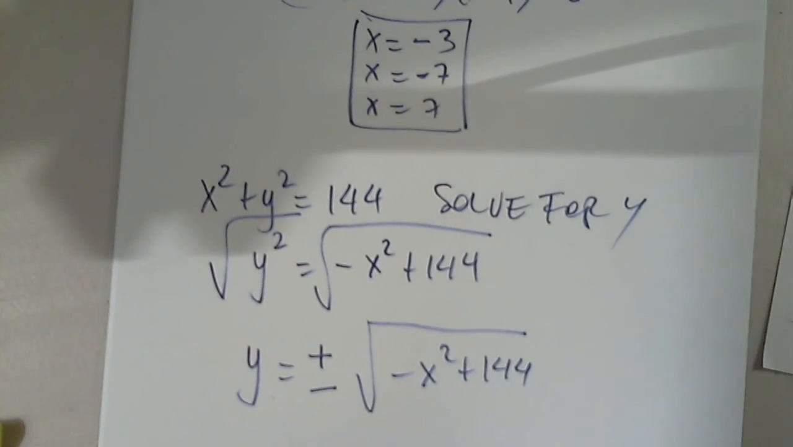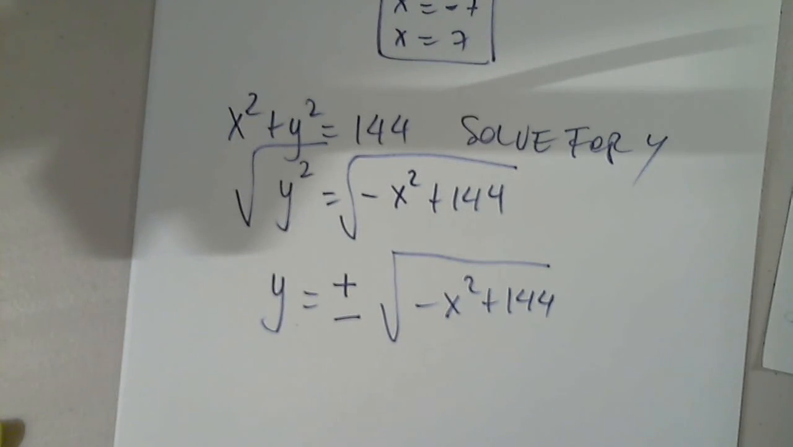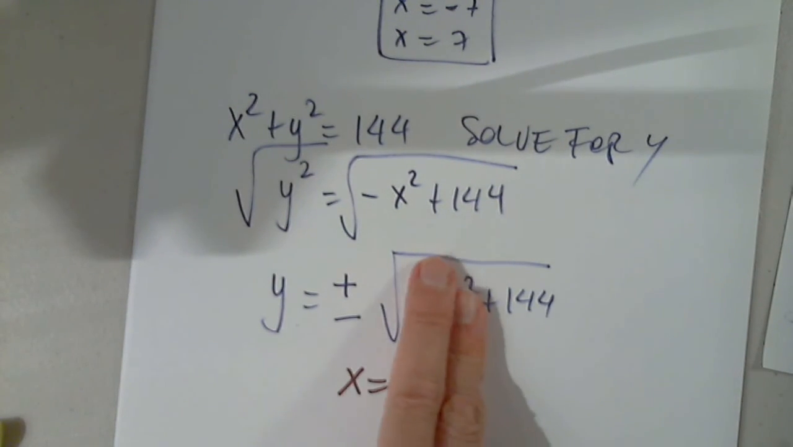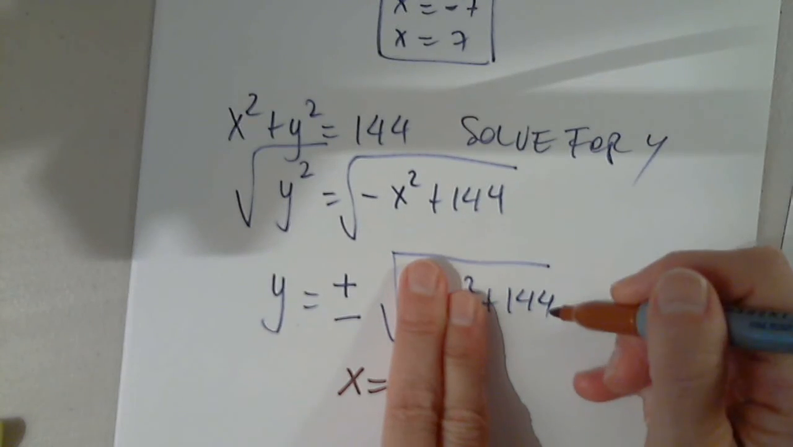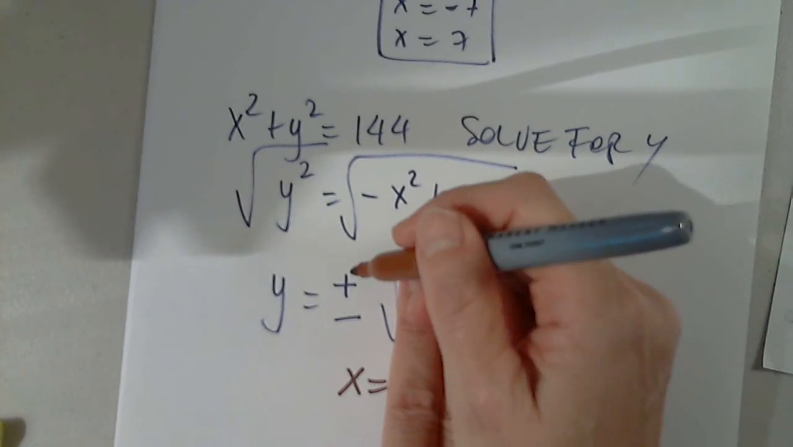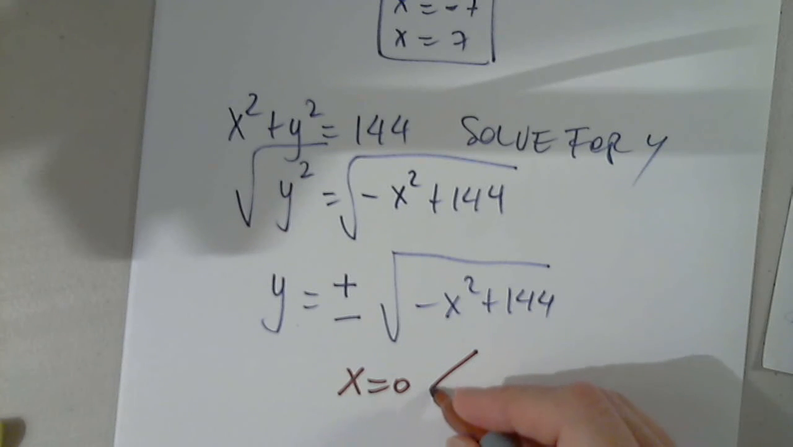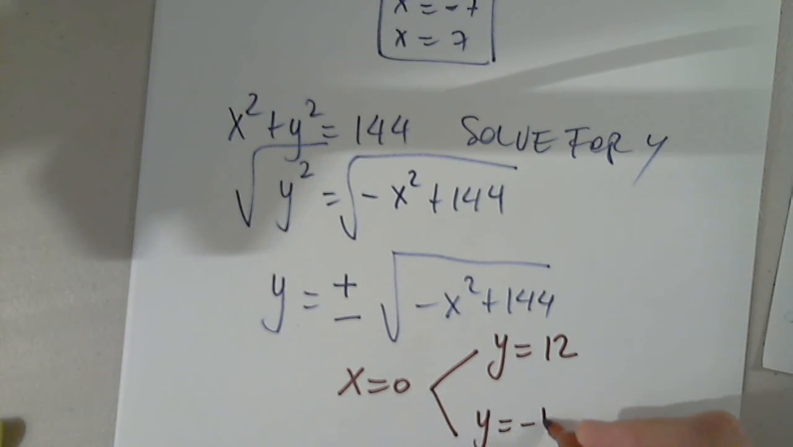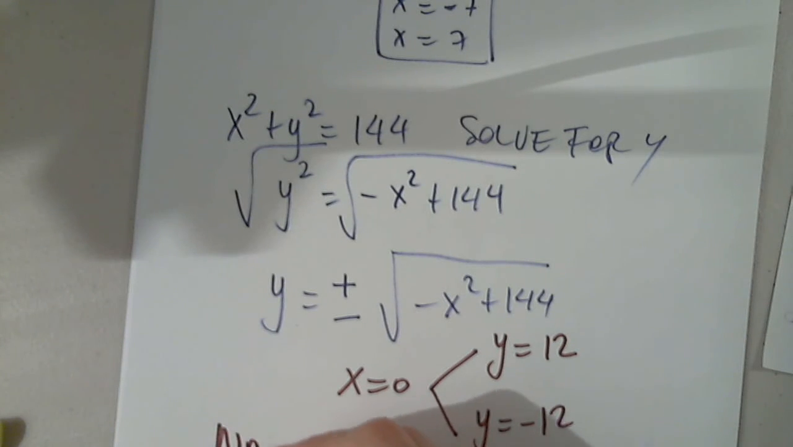and if you forget that plus or minus, then you will say that it's a function. But obviously it's not a function. It's sufficient to show that for x equals 0, the square root of 144 is 12, but I have plus or minus. So I have two options, y equals 12 and y equals negative 12. Therefore, not a function.